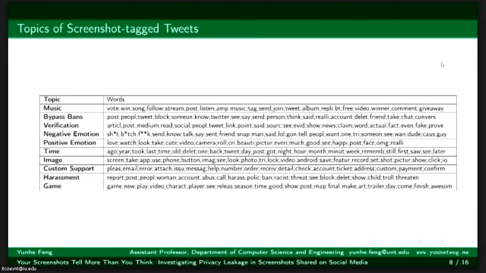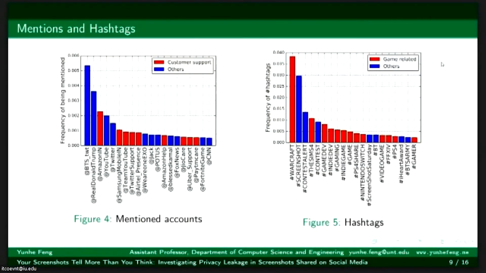Next, we would like to show which kinds of topics people mention when they tweet screenshot-related postings. By applying topic modeling, we found 10 topics. For example, we found topics about bypassing bans, verification, emotions, customer support, and even harassment, and also game, music, and time image. We find customer support a really important topic. By analyzing the mentions, we can see people mention Amazon India and Amazon Help a lot. It is for customer support. By analyzing the hashtags, we find most of the screenshots are talking about games.